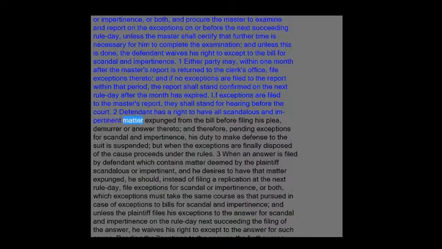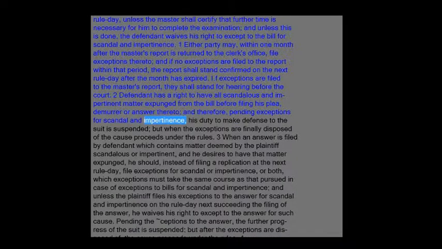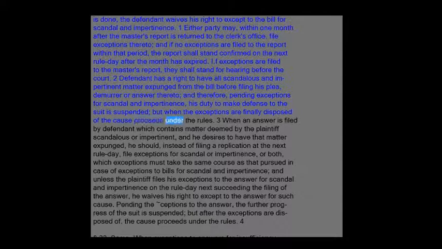Defendant has a right to have all scandalous and impertinent matter expunged from the bill before filing his plea, demurrer or answer thereto, and therefore, pending exceptions for scandal and impertinence, his duty to make defense to the suit is suspended, but when the exceptions are finally disposed of, the cause proceeds under the rules.